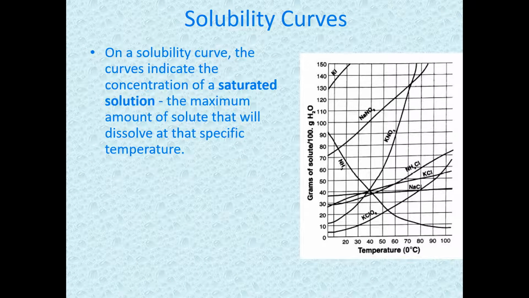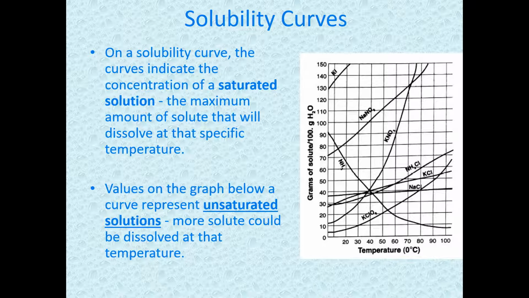On a solubility curve, the curves indicate the concentration of a saturated solution, the maximum amount of solute that will dissolve at that specific temperature. So for example, using our sodium chloride right here, we could see that at 70 degrees, we're going to be able to dissolve 40 grams. That's the maximum that's going to be able to dissolve in 100 grams of H2O.